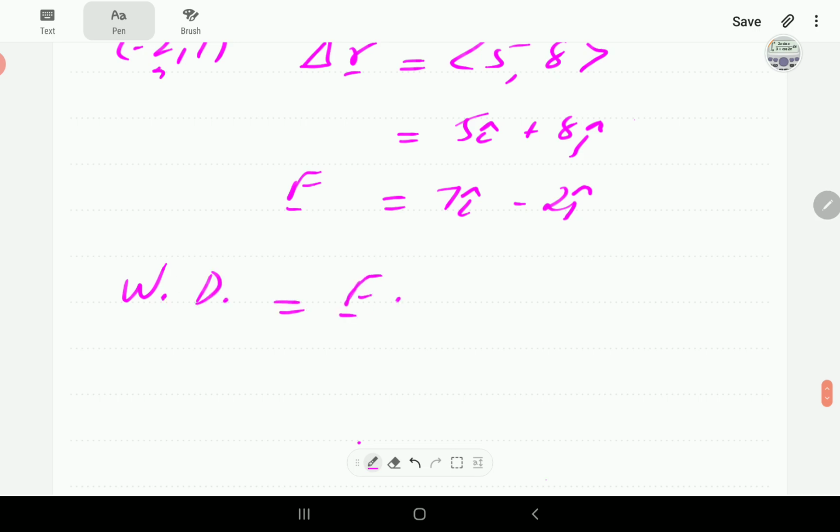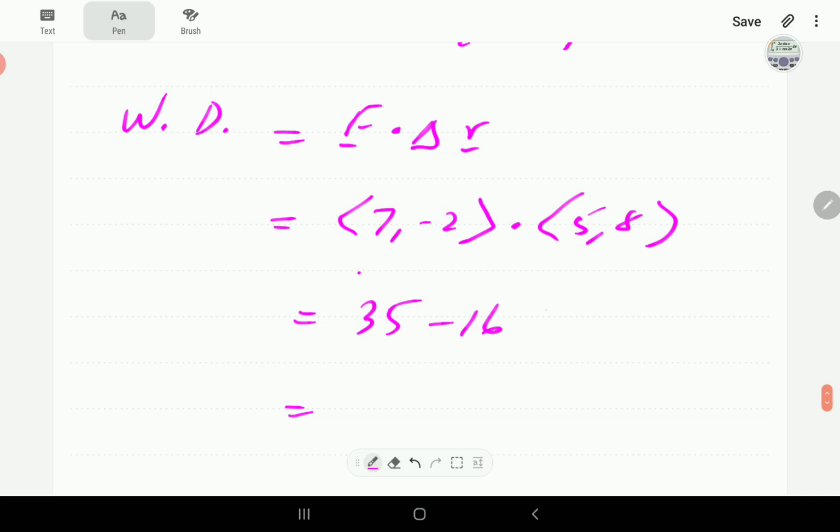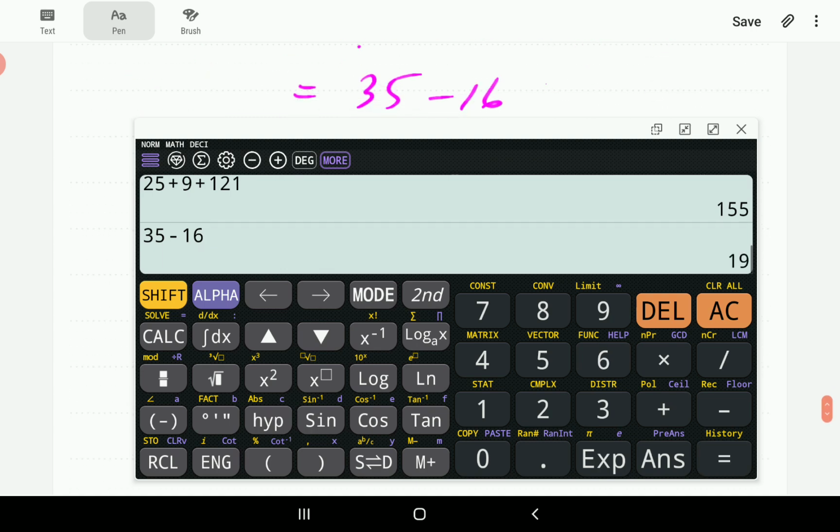So the work done is going to be F dot delta r. So it's simply the dot product of these two. (7, -2) dot (5, 8). 7 times 5 is 35 minus 16. So that's going to be the work done. It's going to be 19.